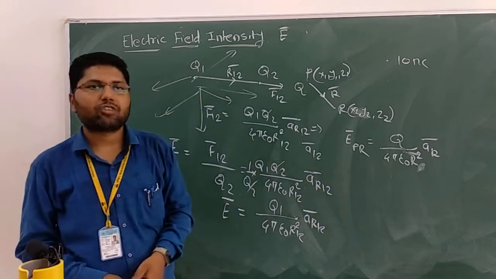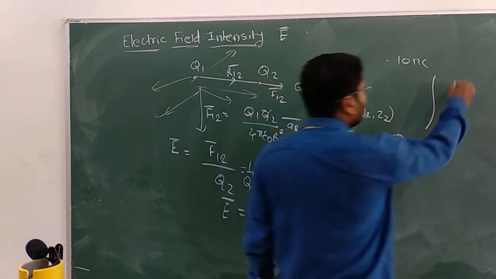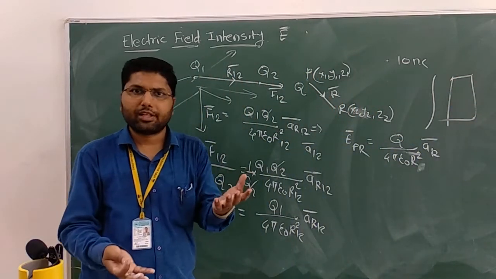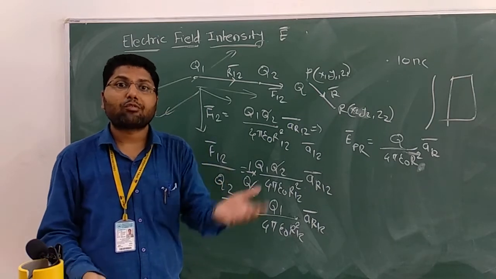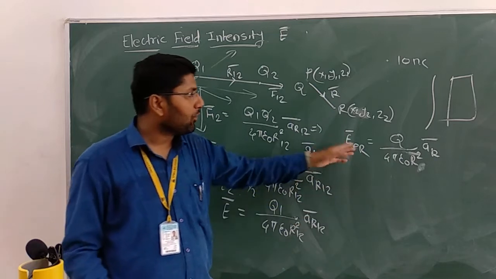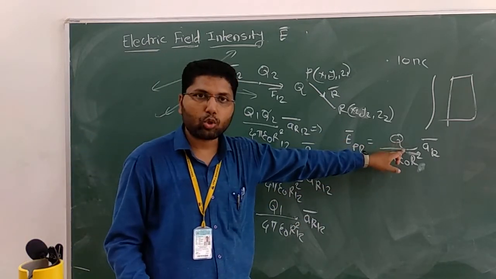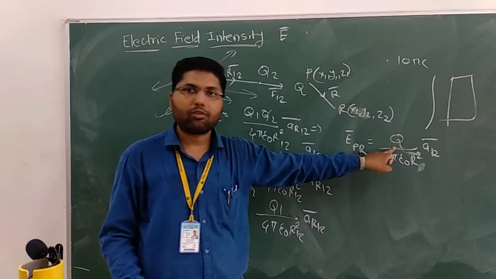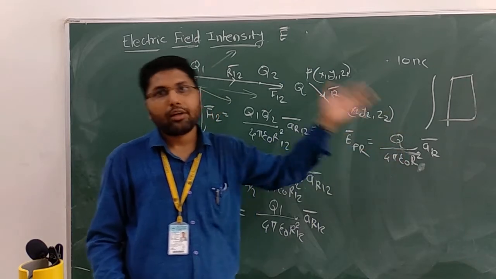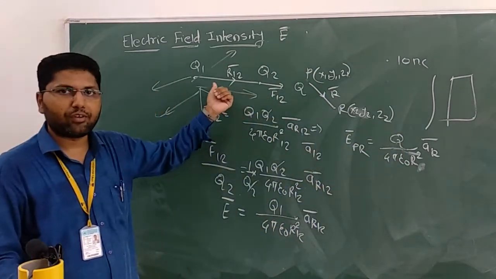When there will be a line charge, suppose there will be a surface charge, suppose there will be a sphere, then volume charge will be there. Then what will happen? Then what do you have to do? That time we have to change this formula. How to change that formula? How to convert that Q into the line charge? How to convert Q into the surface charge? And how to convert Q into the volume charge? That you have to see in this topic, electric field intensity.